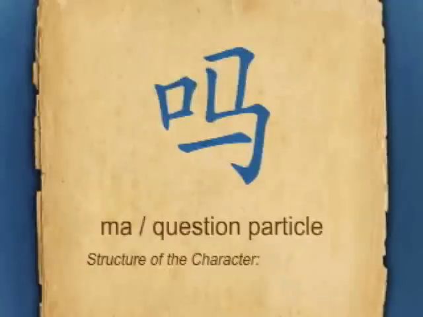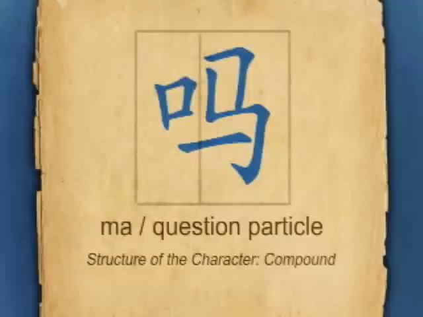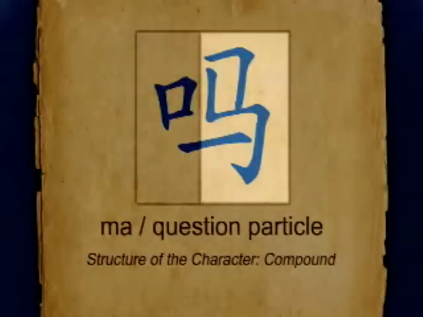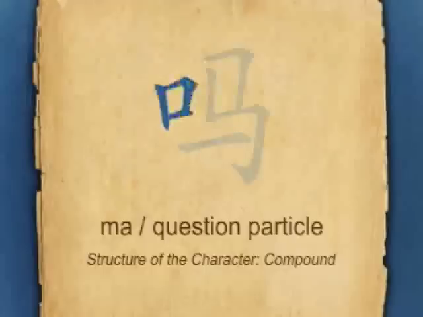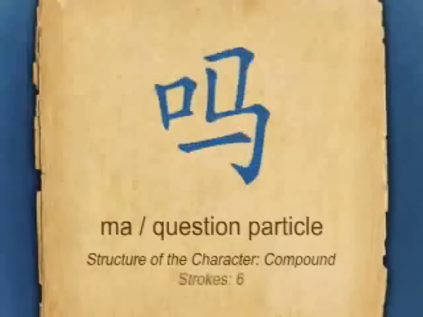Now, let's relax from the competition and look at some new characters. Here is ma. Ma is a question particle word. Look at the structure of ma. What type of structure does it have? Single part or compound structure? Correct. It is compound. It has definite parts on the left and on the right. How many strokes does ma have? Very good. Ma has 6 strokes.